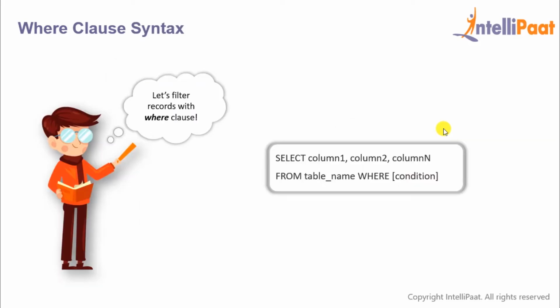Now let's have a look at the syntax of the where clause. We'll start with the select keyword, then give the list of all of the columns which we want to select, following which we'll use the from keyword and give the table name. And finally, use the where keyword and follow it up with a condition that would determine which records are to be extracted. So let's filter out some records from our employee table.